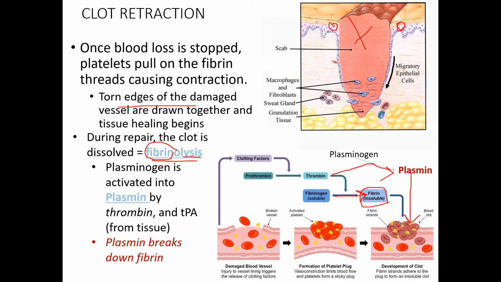So again, thrombin, right? Thrombo means clot. Thrombin is both pro-clot and anti-clot, right? And so plasmin is breaking down the clot while mitosis is happening in the healthy cells, and the edges of the wound are being pulled back together.